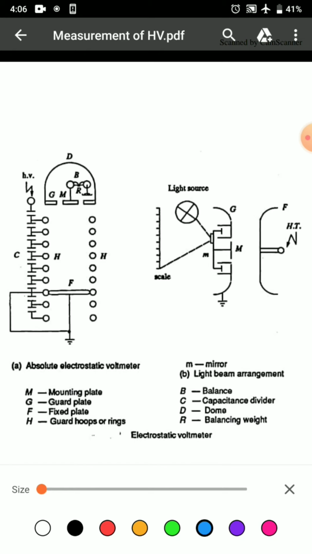It consists of parallel plain disc type electrodes separated by a small distance. The moving electrode is surrounded by a fixed guard ring to make the field uniform in the central region.